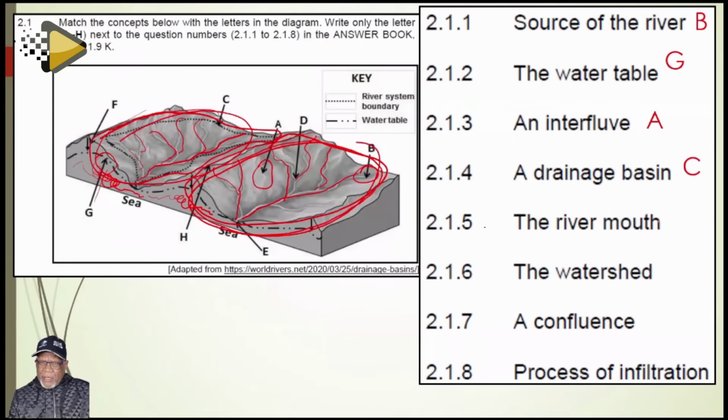Then the river mouth. Where is the river mouth? The river mouth is at E, where the river flows into the sea. Where the river flows into the sea, we call that point a river mouth.